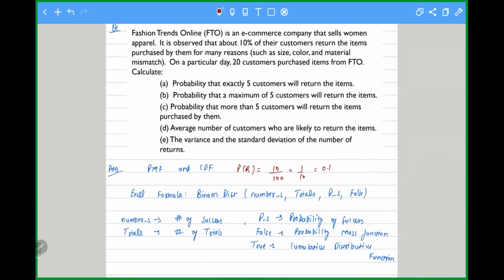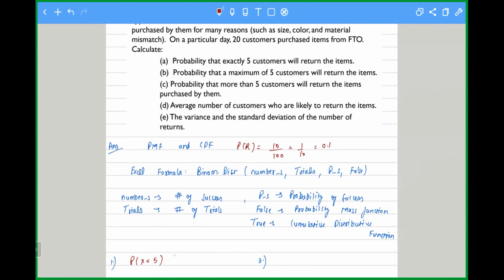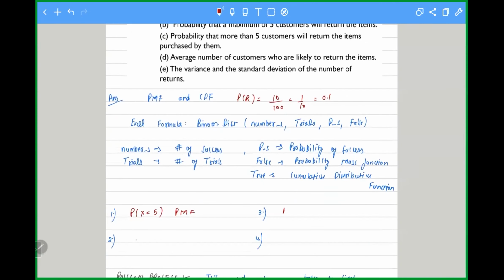What is the second one? Probability that a maximum of 5 customers will return their items. Is this a mass function or cumulative distribution function? Here I write cumulative. So can I write this as P of x less than or equal to 5?